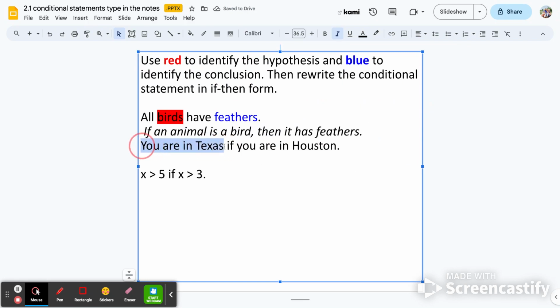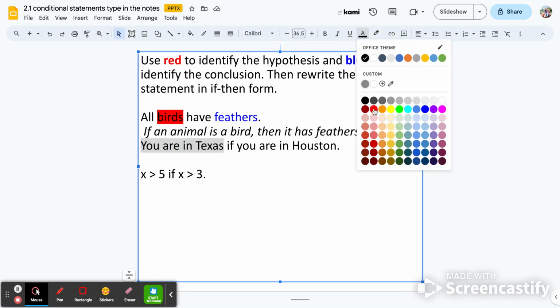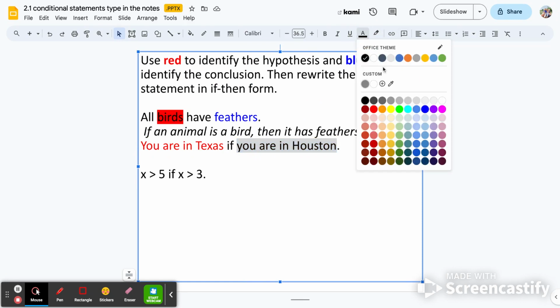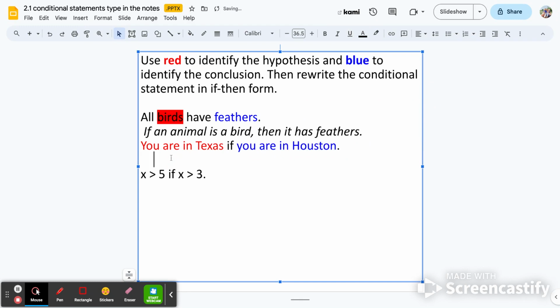Okay. The next part, you are in Texas. That part is your hypothesis. You are in Houston is considered to be your conclusion. Sorry, I'm losing my words here. So if you are in Houston, then you are in Texas. And I think I actually flipped those things around.